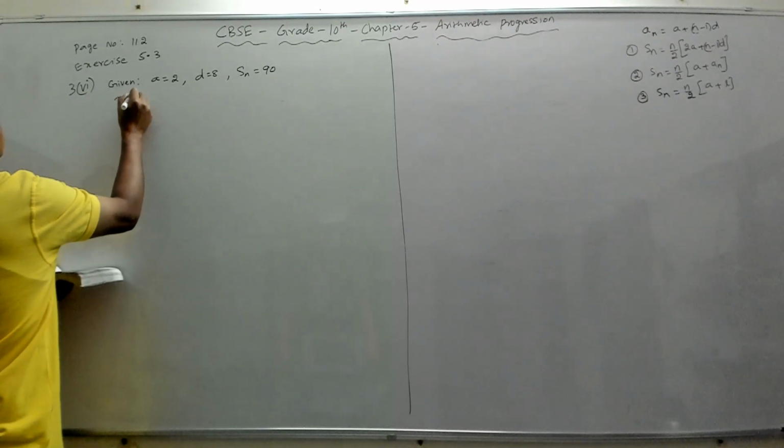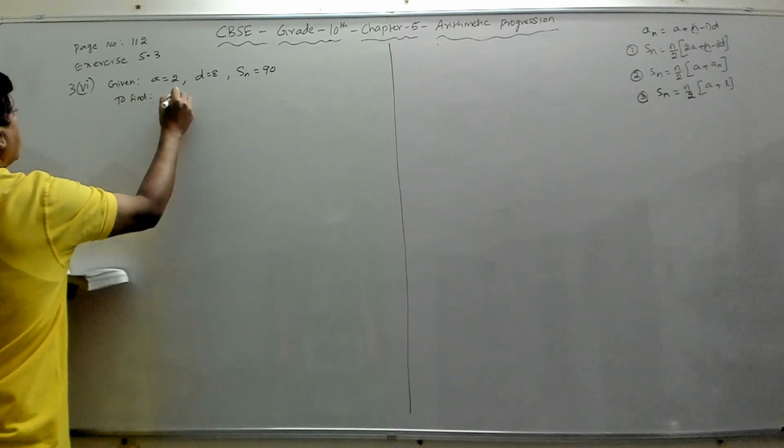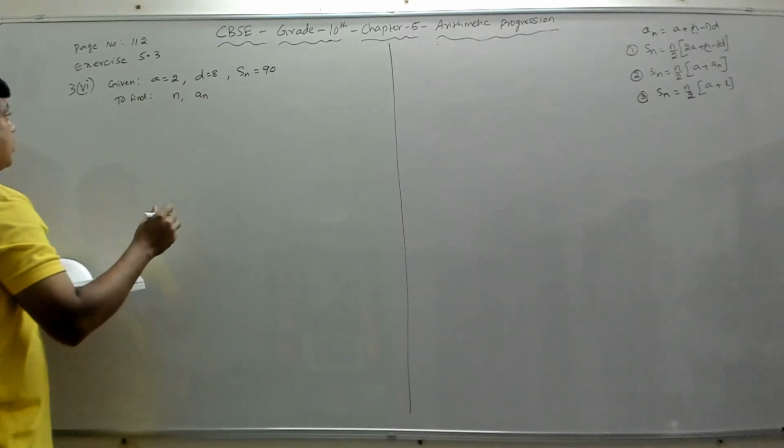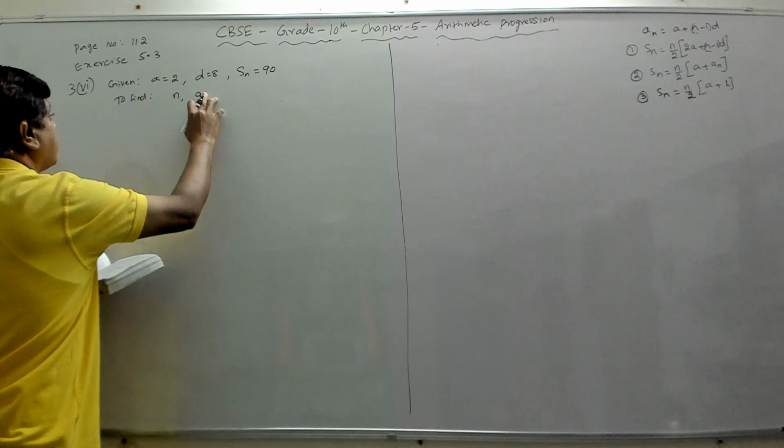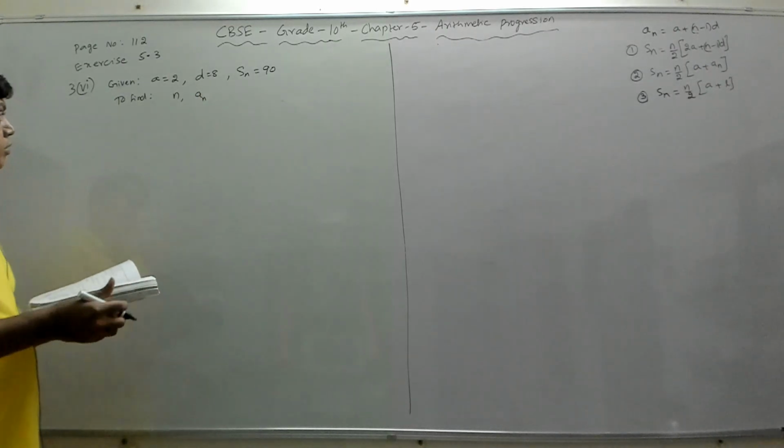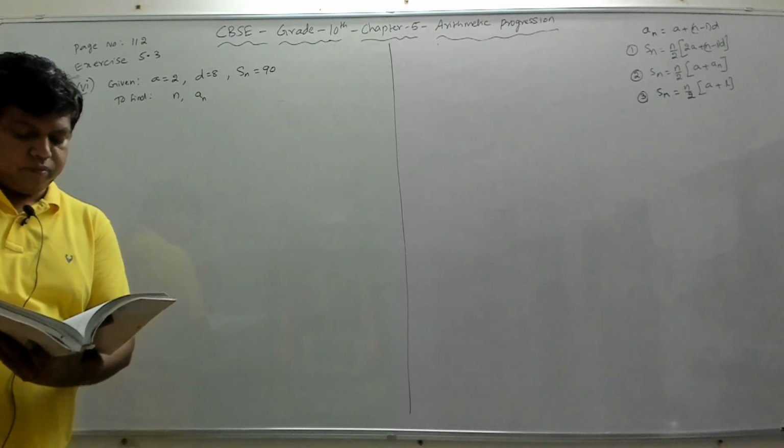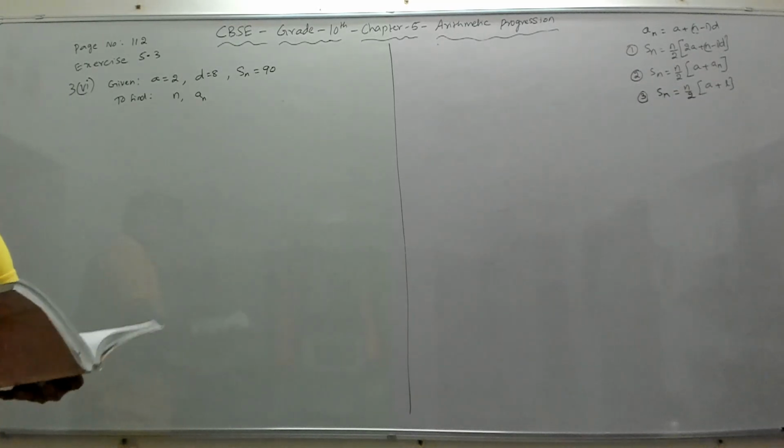To find n comma an. We have to find what is n and what is an, a suffix n. Right? Okay.